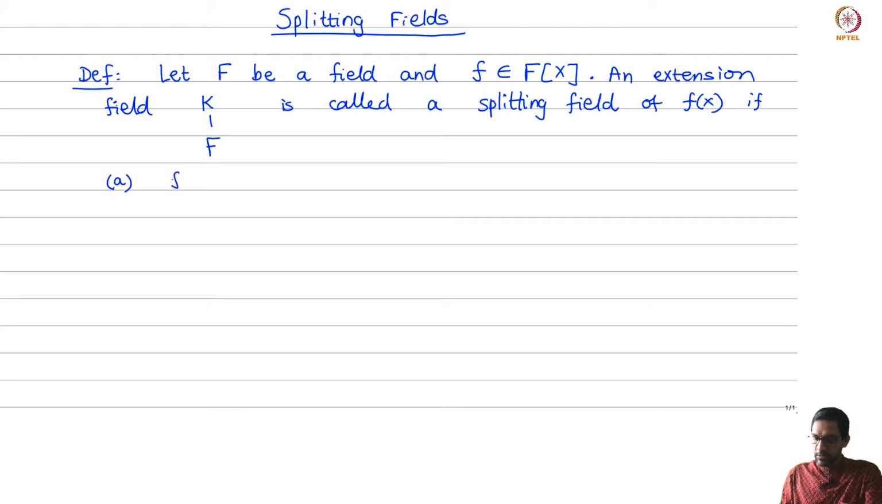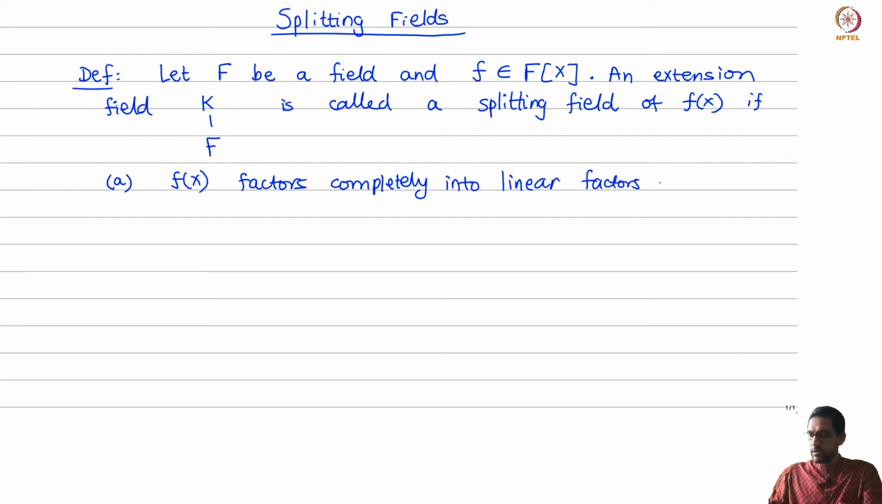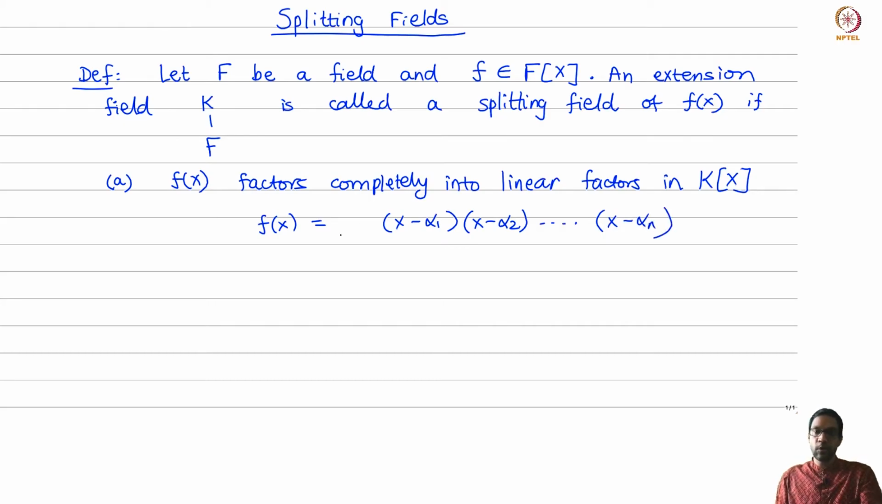Number one, this polynomial f(x) factors completely into linear factors in the polynomial ring K[x]. In other words, I can write f(x) as a product of (x minus alpha 1), (x minus alpha 2), and so on till (x minus alpha n), and of course if you assume that the polynomial is not monic, that there is some leading coefficient, then that leading coefficient also comes out in front.